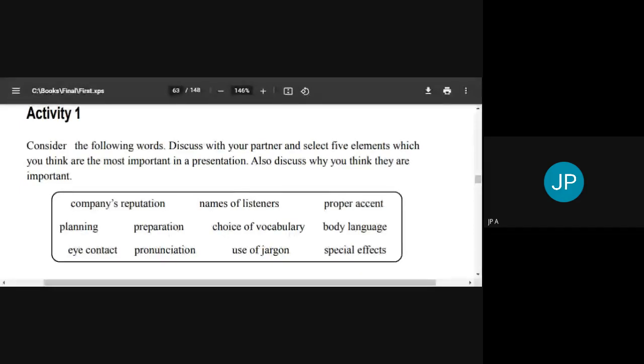Okay, another thing that may not be useful, that is not important, is the use of jargon. Jargon is a new term for you. Jargon means use of specialized terms.